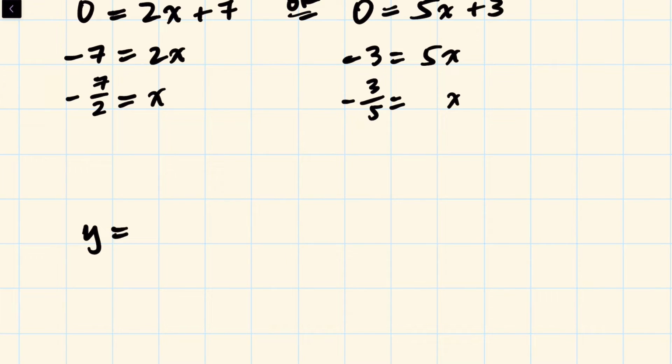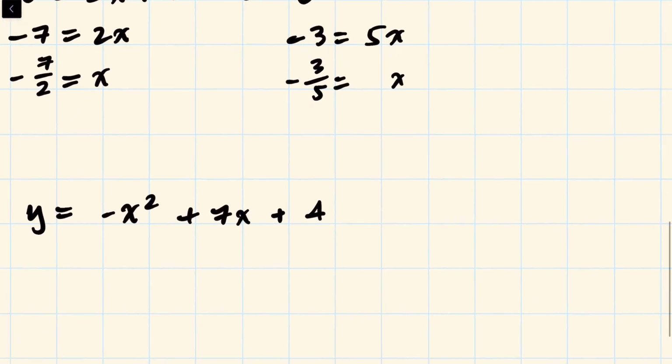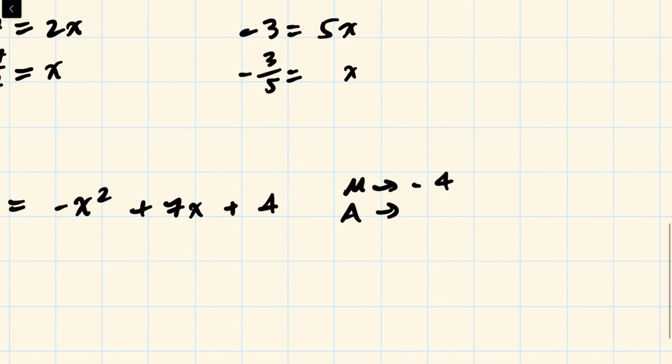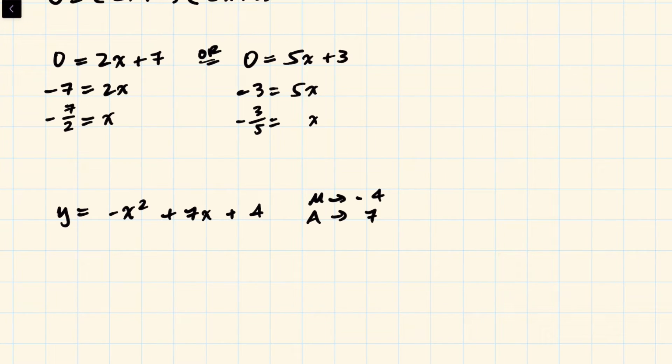Y equals negative x squared plus 7x plus 4. Okay, so we need two numbers that multiply to negative 4 and add to 7 here. And I'm trying to think this out here. It doesn't look like that's possible. I don't think we can have two numbers that multiply to negative 4 and add to 7. I don't think any two numbers satisfy those two conditions.